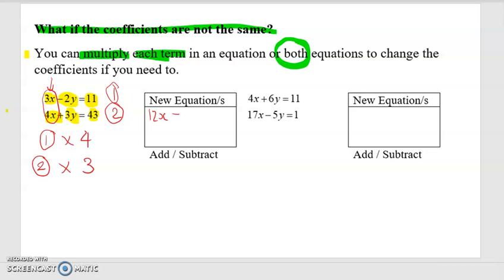Then I'll move to the next term. If I multiply that by 4, I get minus 8y. And the last term, if I times 11 by 4, I will get 44. Let's do the same to the bottom.